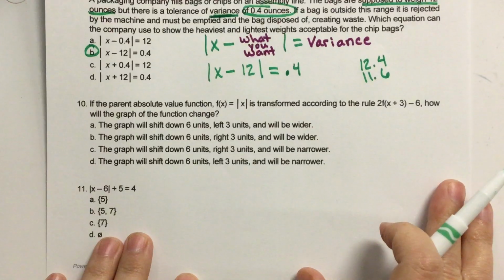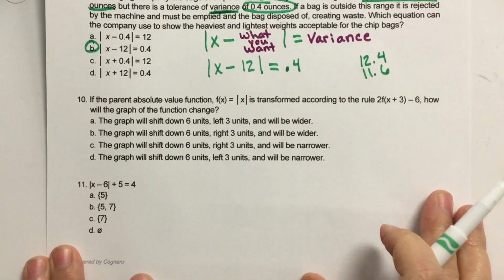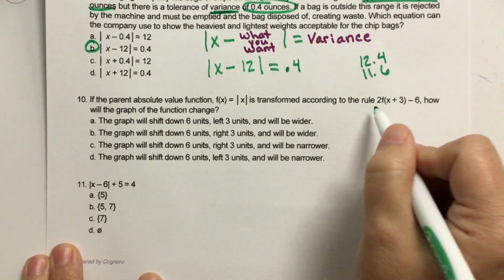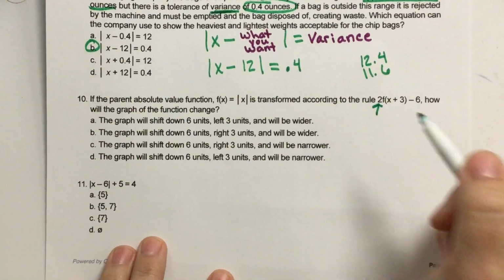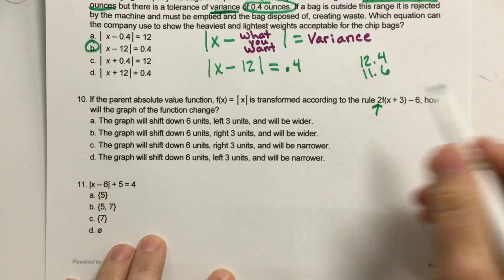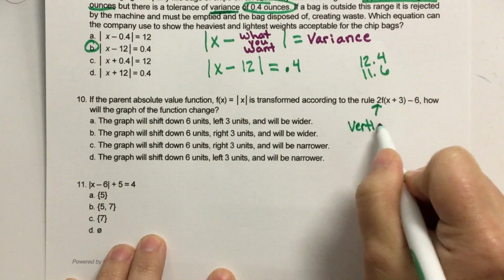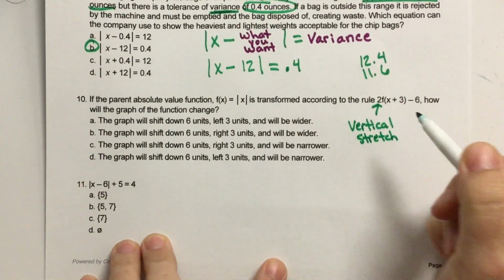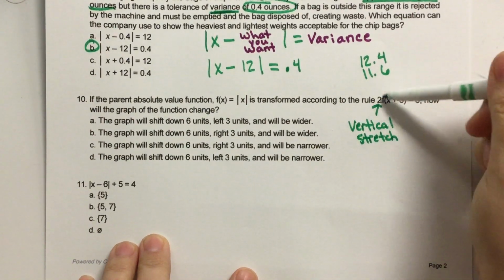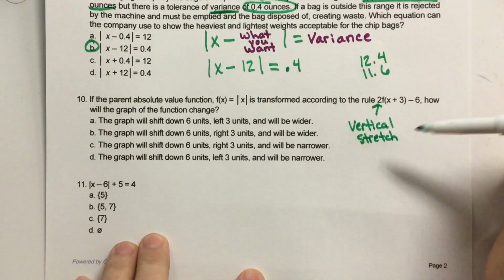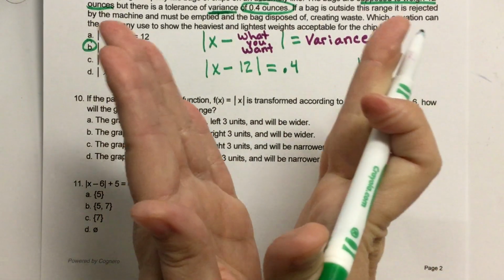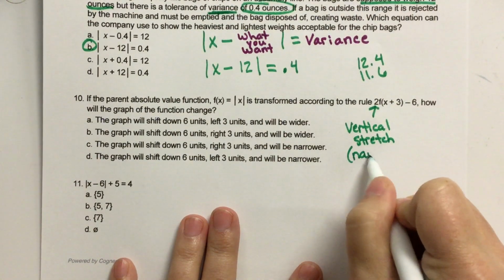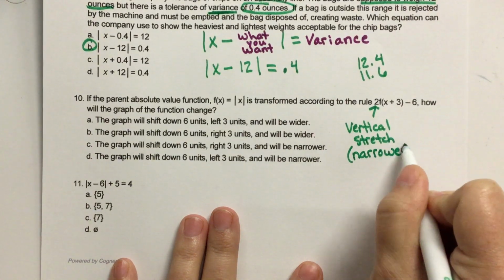Okay, next one. If the parent absolute value function is transformed according to this rule, how will the graph of the function change? Okay, numbers out in front. Remember, if numbers out in front are bigger than 1, it's called a vertical stretch. Well, when things stretch, they get skinnier. So it will be skinnier, or it looks like those answer choices over there are using the word narrower.